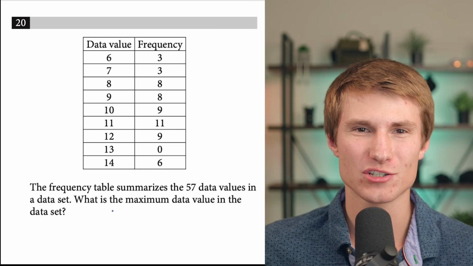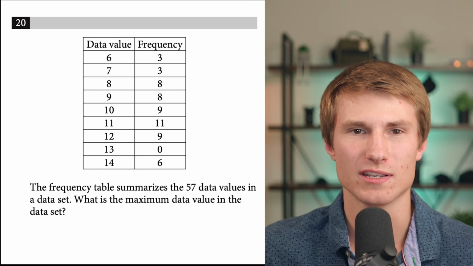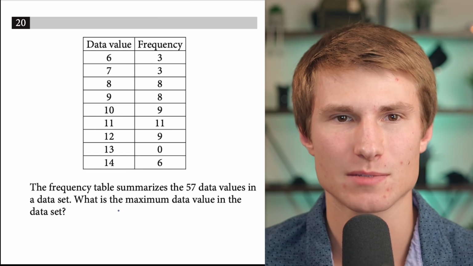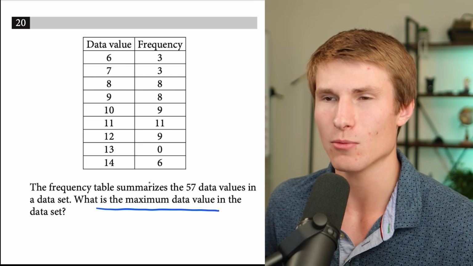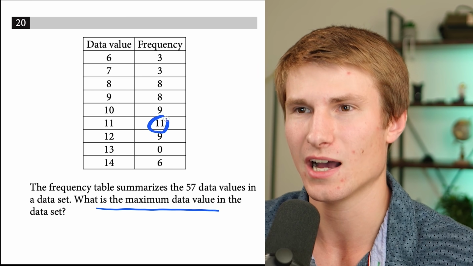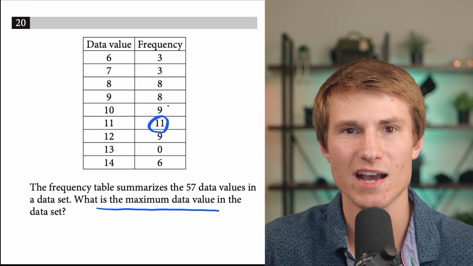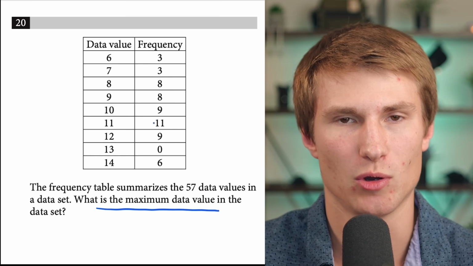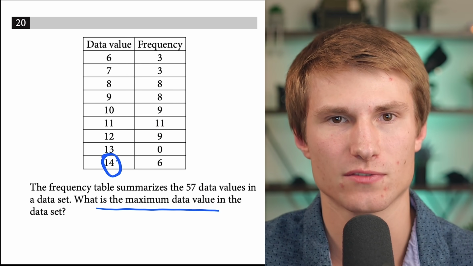Here's how to avoid this tricky question on the SAT. Question 20 states the frequency table summarizes the 57 data values in a data set. What is the maximum data value in the data set? Now, most people, when they look at this, might think that the answer is 11 because it has the highest frequency, and they think that that's the maximum since it's the highest value in the frequency section of the table. But that's incorrect. The actual answer here is 14.